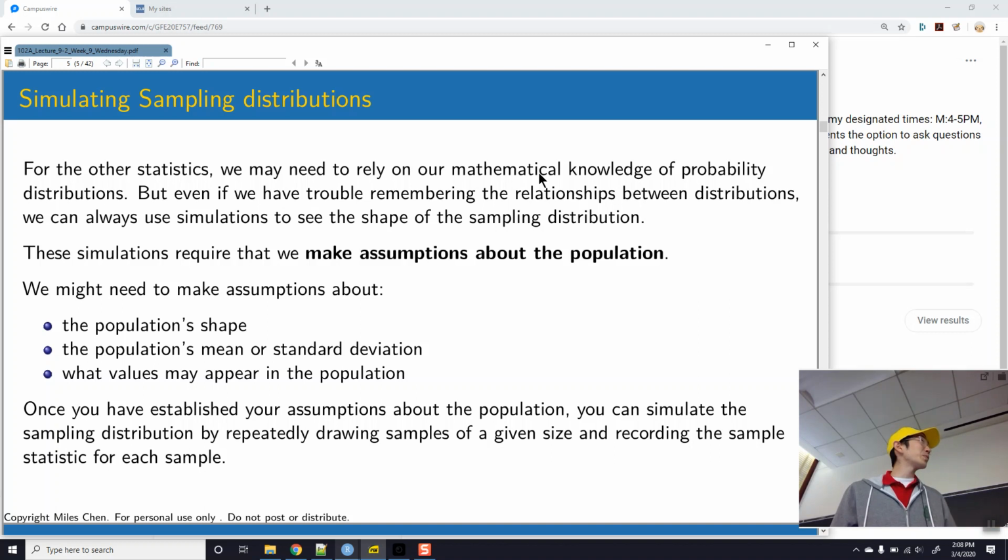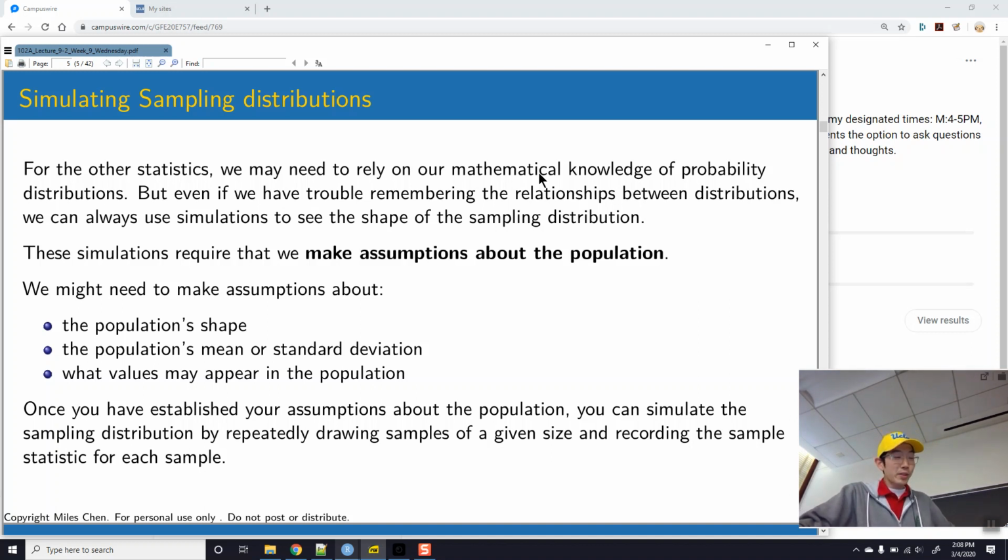But if it's like 6 weeks after 100B is over, maybe you've forgotten a lot of this stuff and you don't remember all the relationships between the distributions. Well, one thing you can always do is simulate the sampling distribution. At least for me, it's easier to write the code to simulate a sampling distribution than to remember all of the mathematical relationships. You should learn those, especially if you're thinking of grad school, but if you can't remember them, this is always going to work.